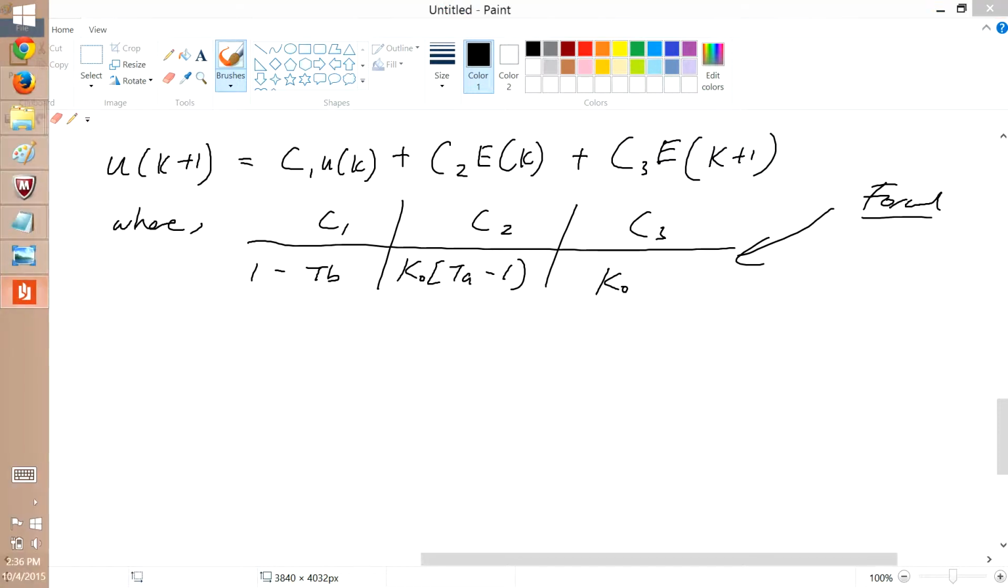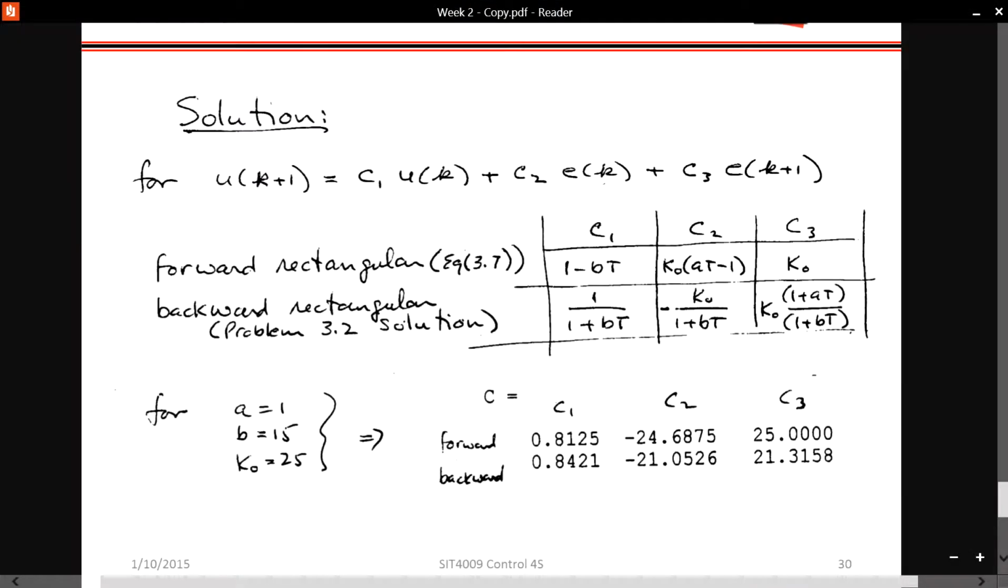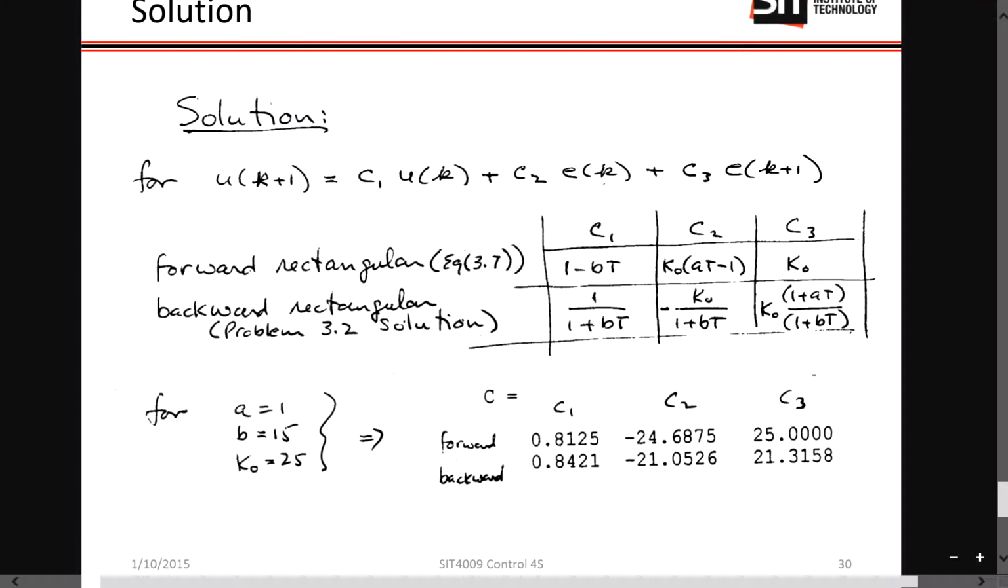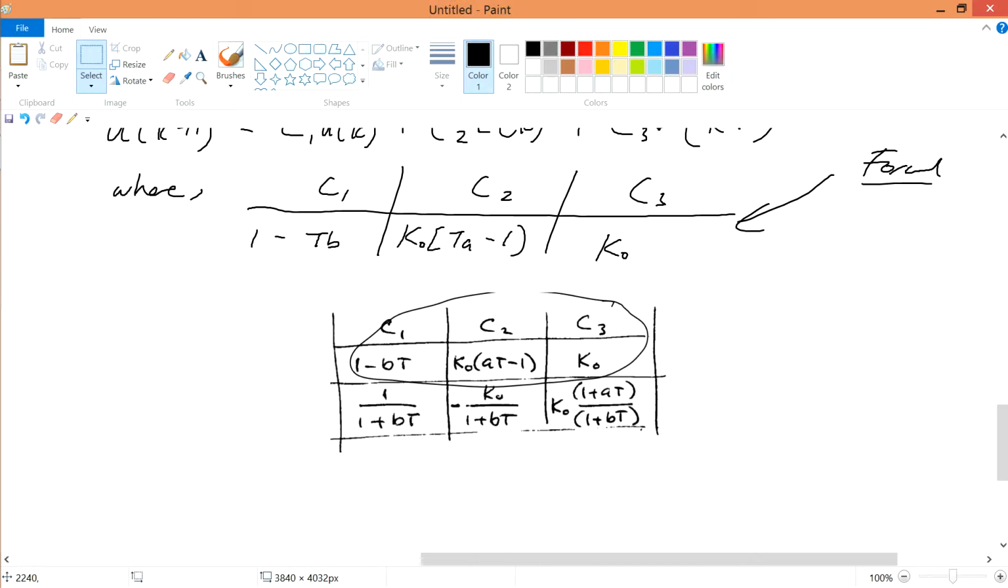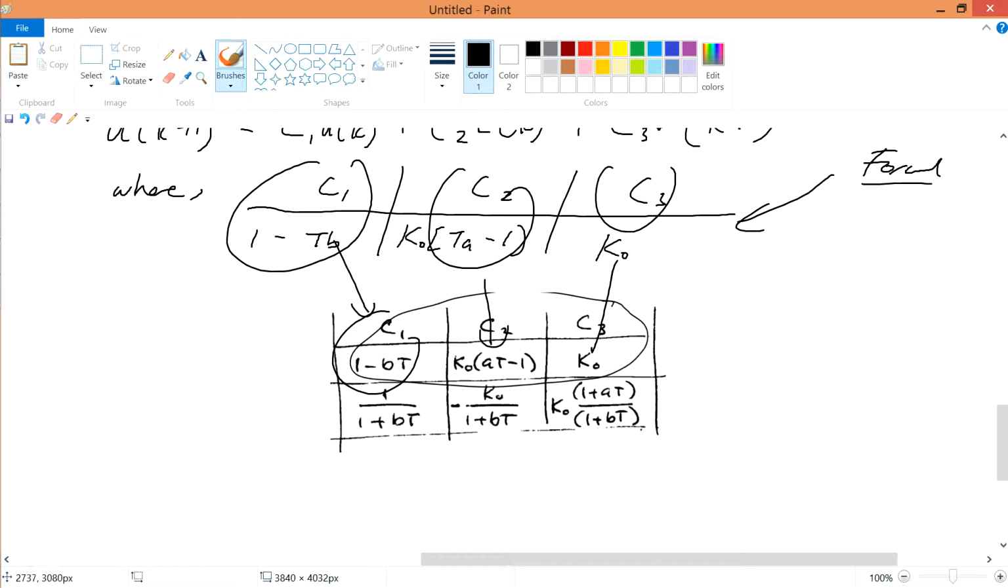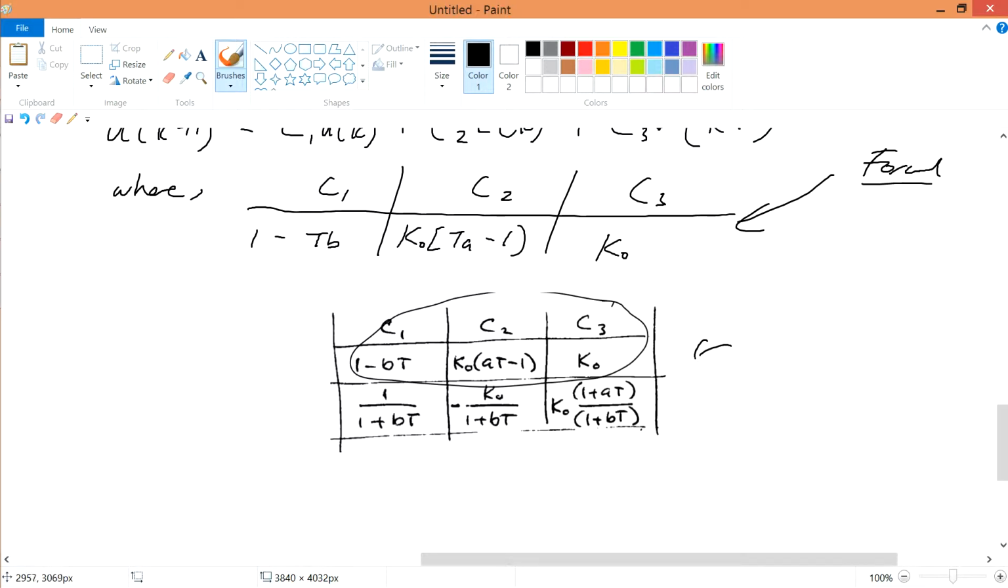Alright, and if you take a look inside your exercise, this is the practice question. This one is the one that we have derived. Okay, if I were to paste this, it's exactly the same. Alright, c1 is this one, c2 is this one, c3 is this one. It's the same thing. Alright, so this is for the forward loop.